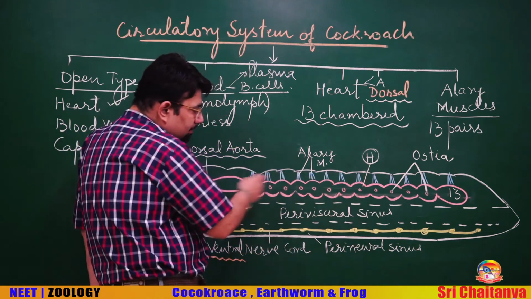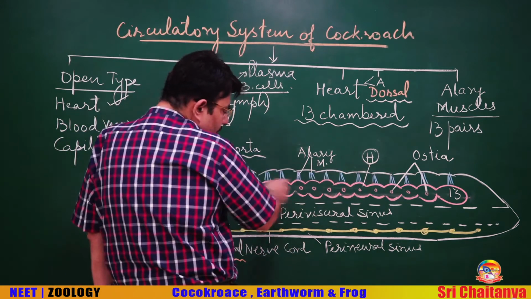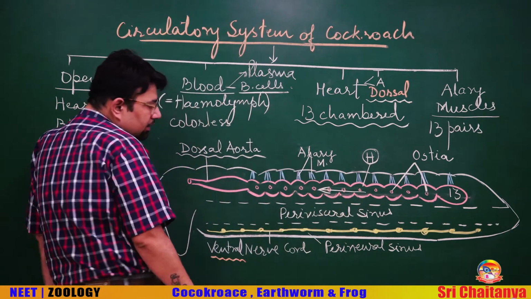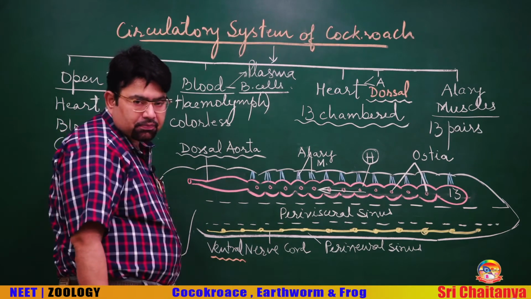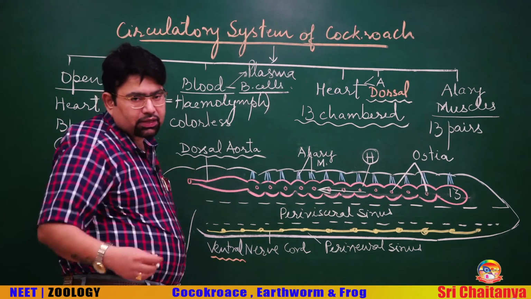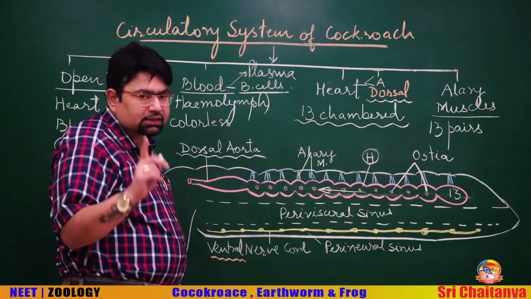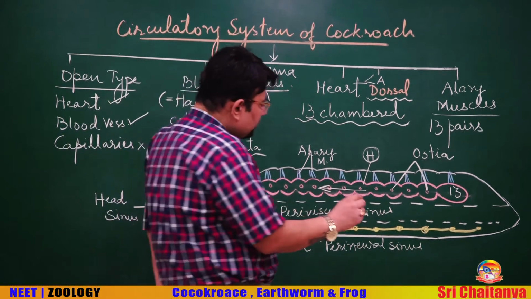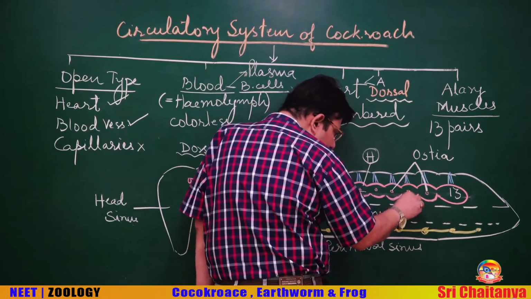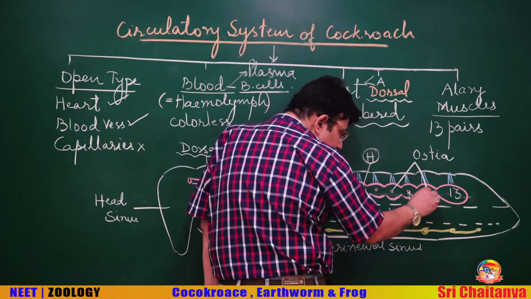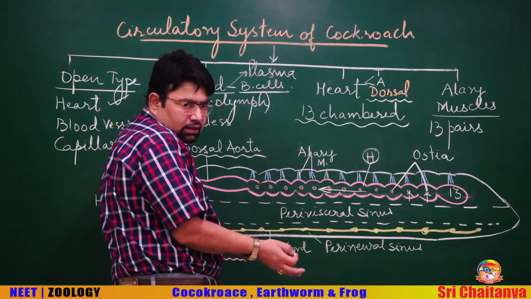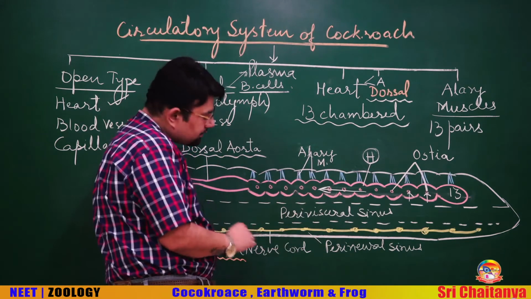The heart pumps the blood from back to front. Very important: the blood cannot go backwards, number one. Neither can the blood come out of the ostia. So, blood can only enter the heart through ostia, but cannot come out. This is how they are valvular, the valves are arranged there.